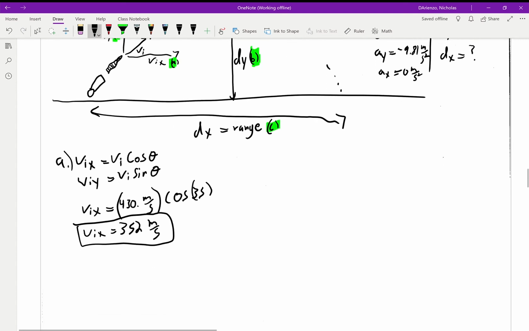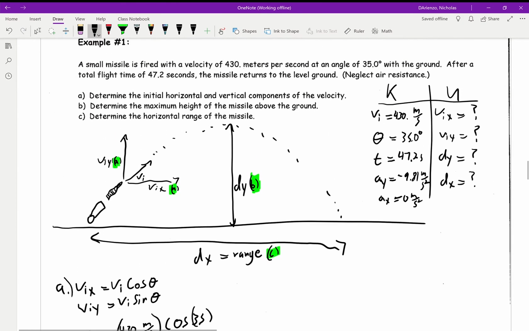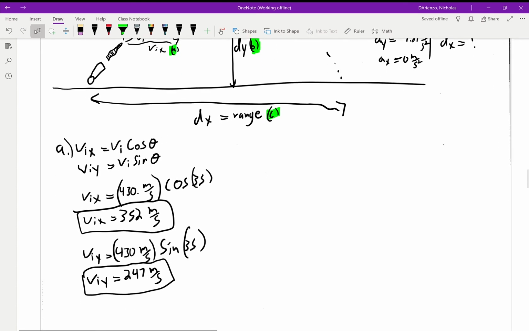We want to do the same thing for the y. VIY is equal to, again, the same initial velocity, 430 meters per second. We're going to use the sine of 35 degrees, so we'll determine how much of that 430 is in the vertical. So the initial velocity in the y comes out to 247 meters per second. So we broke up our initial velocity of 430 meters per second into its vertical and horizontal components.